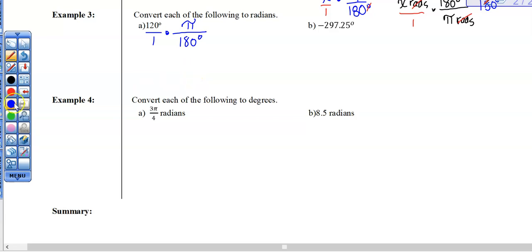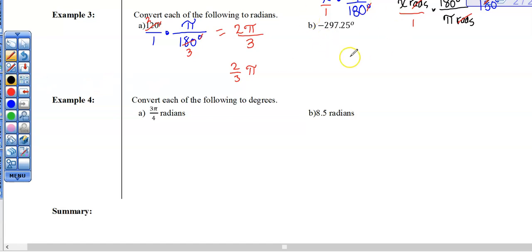Okay. So now we can just quickly cross simplify. We'll get rid of degrees. And I think 60 goes into both of these, right? So I can make that a 2, make that a 3, and then multiply. So that's 2 pi over 3. Or if you'd rather, 2/3 pi. But I like 2 pi over 3. But sometimes 2/3 of pi makes sense. Okay, questions?